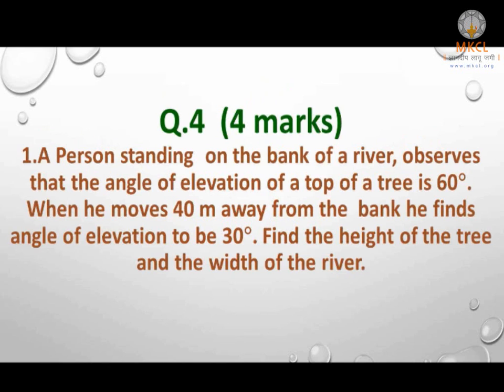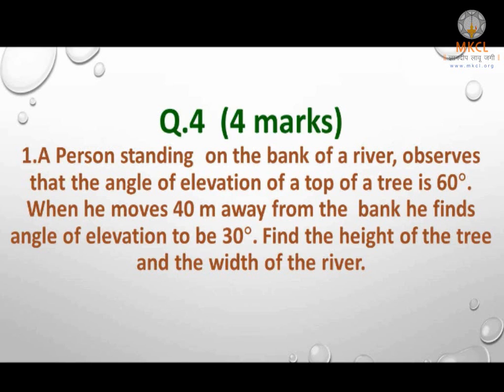A person standing on the bank of a river observes that the angle of elevation of the top of a tree is 60 degrees. When he moves back 40 meters, the angle of elevation reduces to 30 degrees. We have to find the height of the tree and the width of the river. In such trigonometry questions, if you draw a correct figure, then half the question is solved.